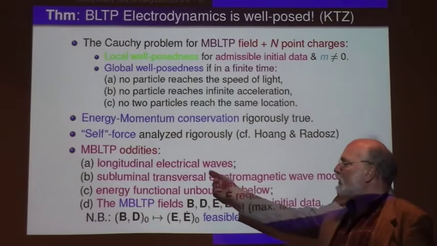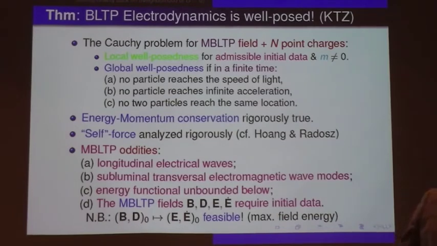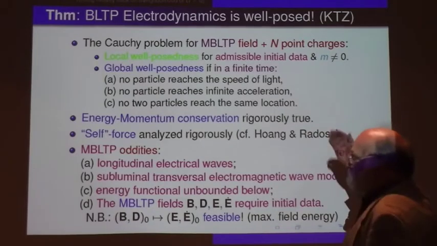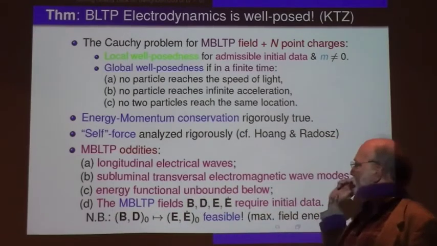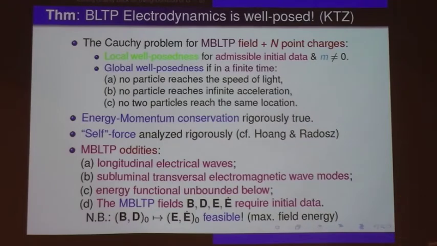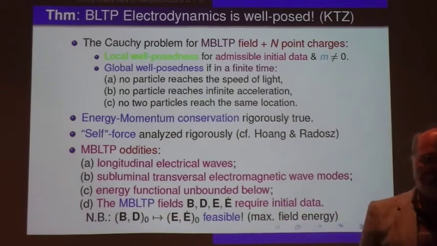Namely, it predicts longitudinal electrical waves without magnetic fields. Everybody learns electromagnetic waves are electromagnetic, and purely electrical waves don't exist in vacuum. This theory predicts there are. There are also subluminal transversal electromagnetic waves in addition to those that travel with the speed of light. Also not nice is that the field energy function is unbounded below.